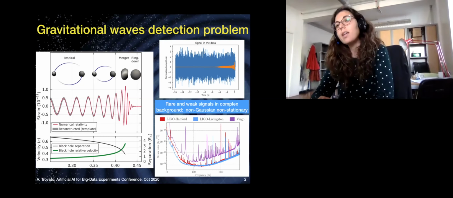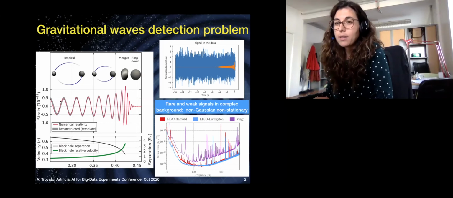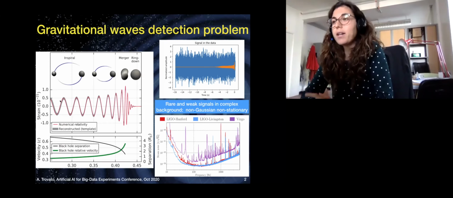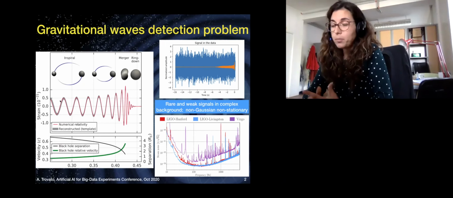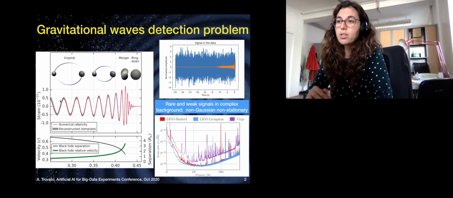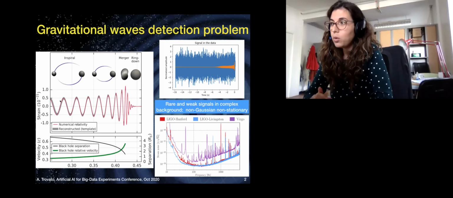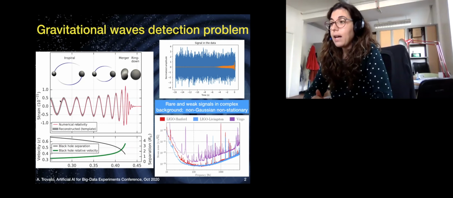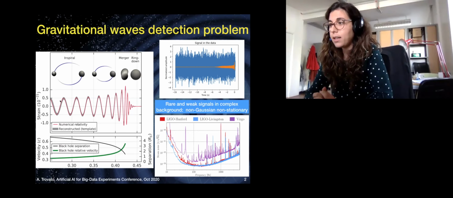In this slide, you see the typical signal we get from the inspiral, merger and ringdown of two compact objects, like a binary black hole system or two neutron stars that produce a gravitational wave. These signals that we look for in our data are very weak and rare, and our data have a lot of background, which is complex in the sense that it's not exactly Gaussian.